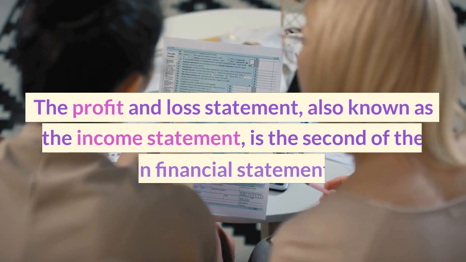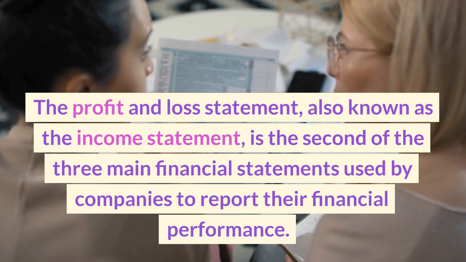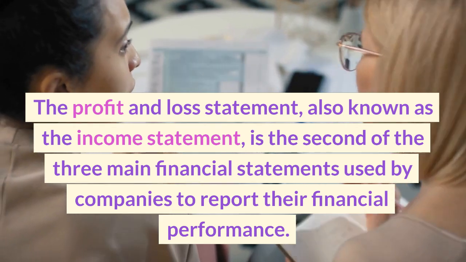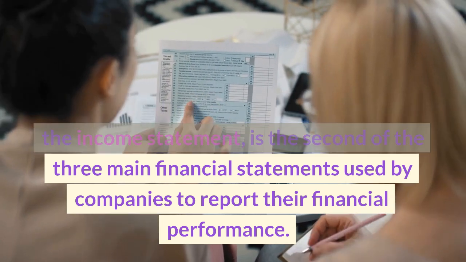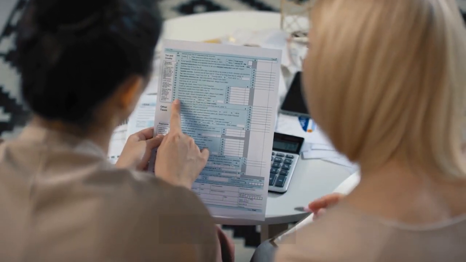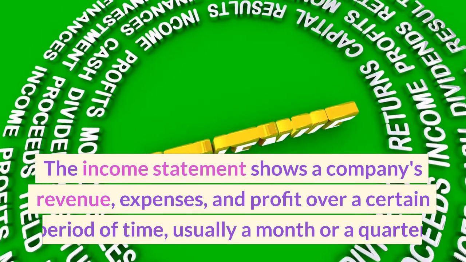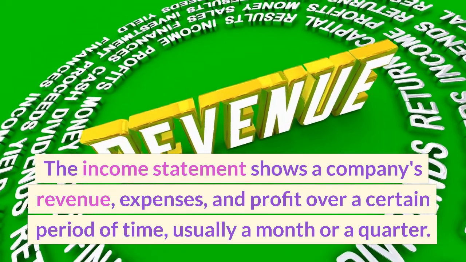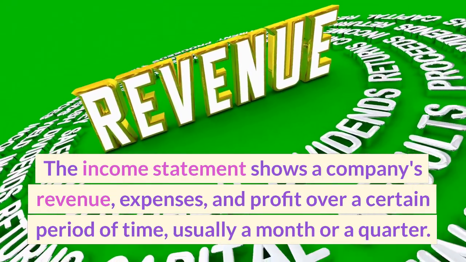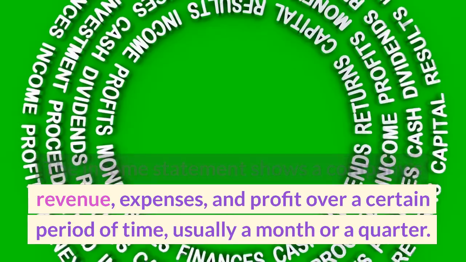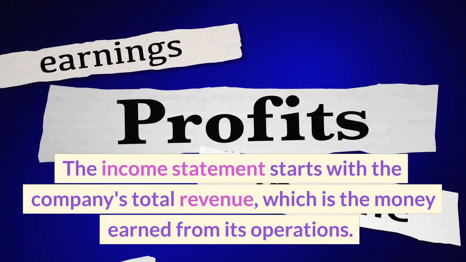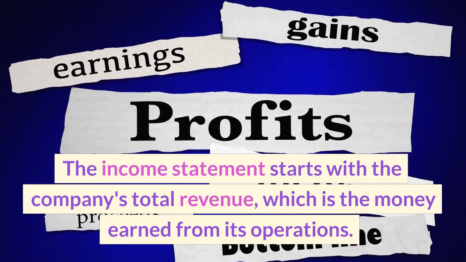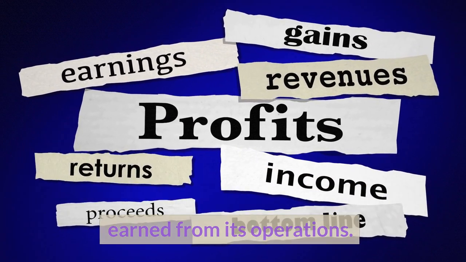The profit and loss statement, also known as the income statement, is the second of the three main financial statements used by companies to report their financial performance. The income statement shows a company's revenue, expenses, and profit over a certain period of time, usually a month or a quarter. The income statement starts with the company's total revenue, which is the money earned from its operations.